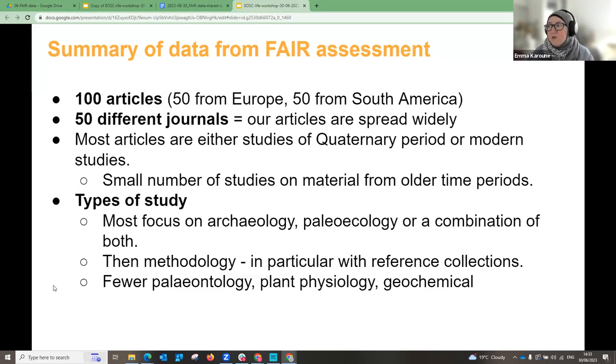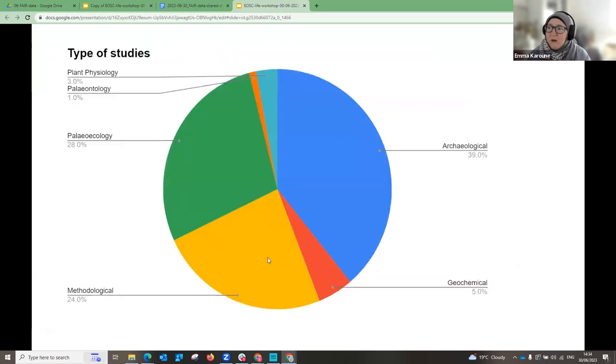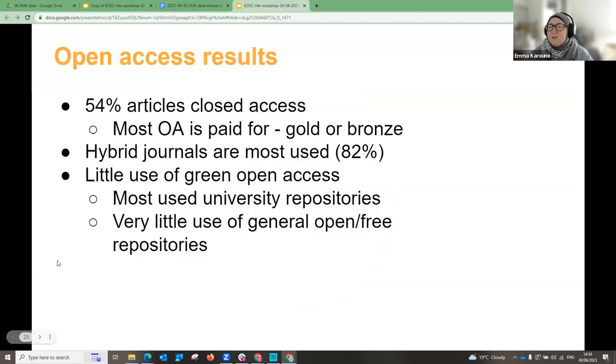We found that most of these articles were from the Quaternary period, some were from modern studies, and a small number were from older studies. The types of studies were mostly archaeological, paleoecological, or a combination of both, and some methodological, and then fewer of the other types of research that's done in phytoliths. I made a quick little pie chart. You can see most are archaeological studies, but we've got some methodological and some paleoecological, just for a bit of colour. In terms of open access for these articles, just over 50% were closed access.